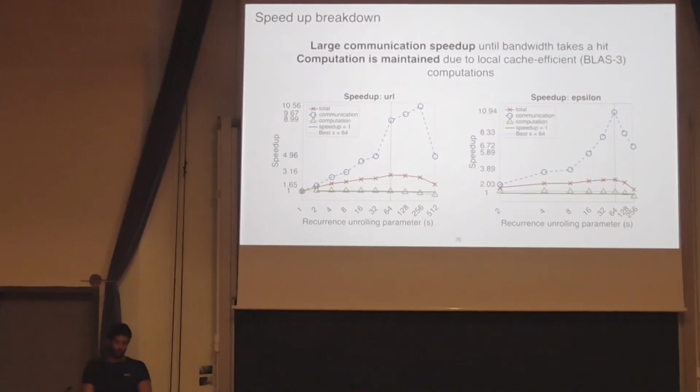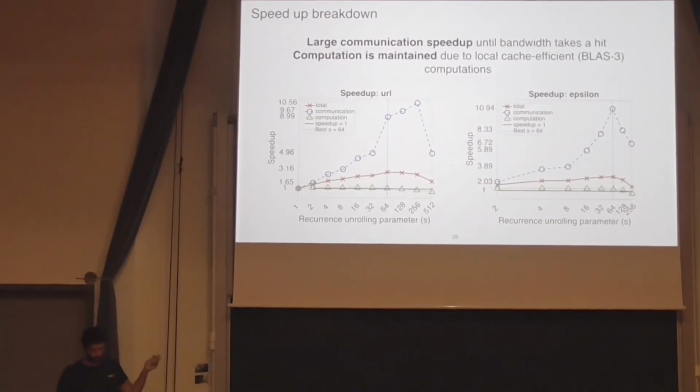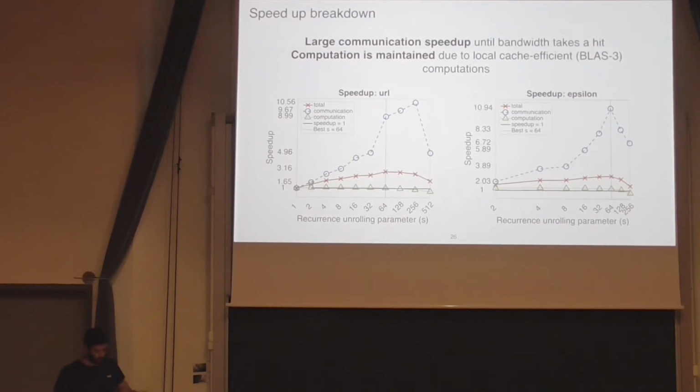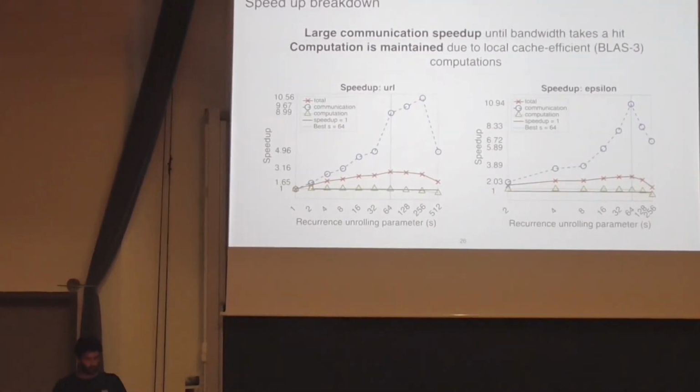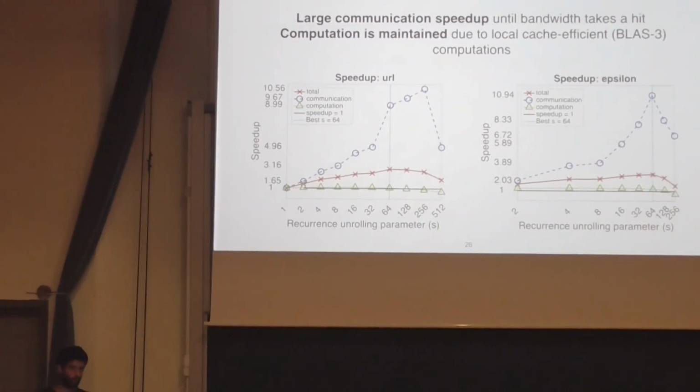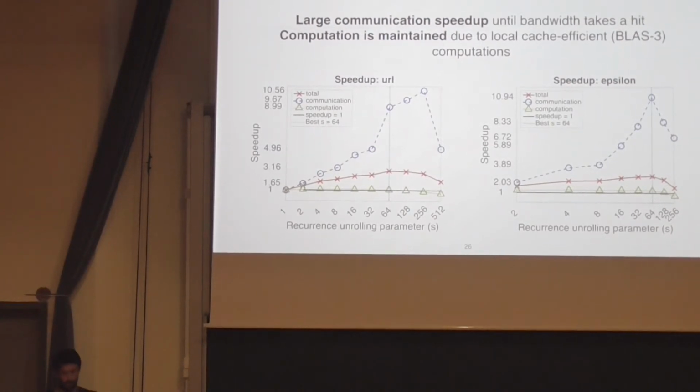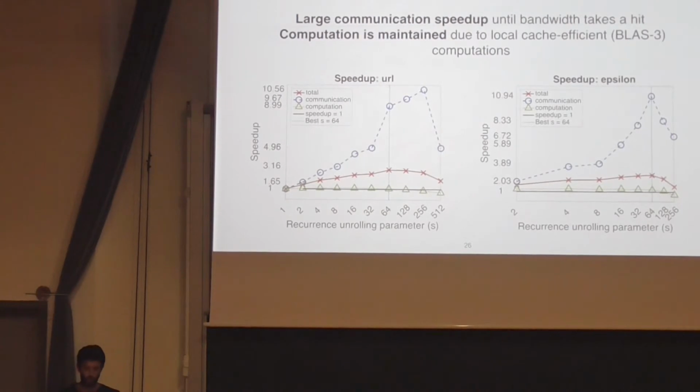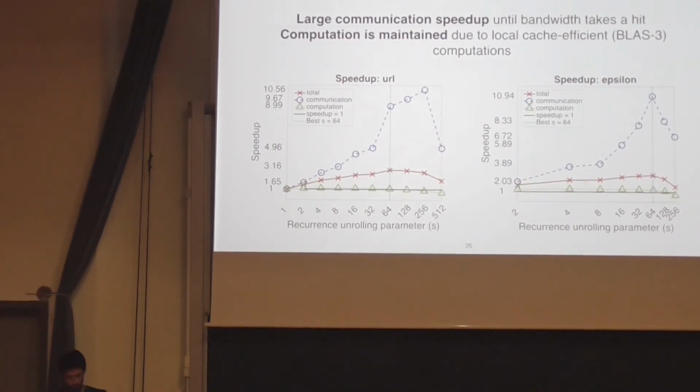Okay, so the running time breakdown for the sparse data set on the left and the dense data set on the right. Let me start with the red line, which is the total running time. The green line is the computation speedup, and the blue line is the communication speedup. So what you see here is speedup as we increase the parameter s. Here, the best result seems to be when we set s equal to 64. That means that we avoid communication for 64 iterations. Communication obviously is much better, and when we aggregate the results, we get about 3 times faster in total.